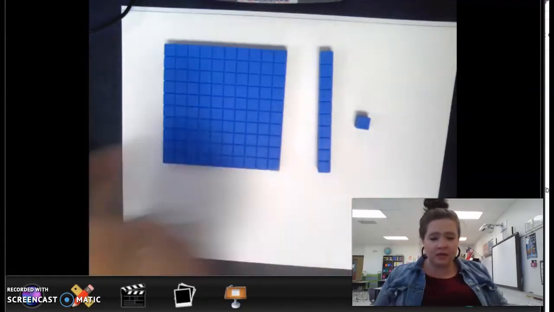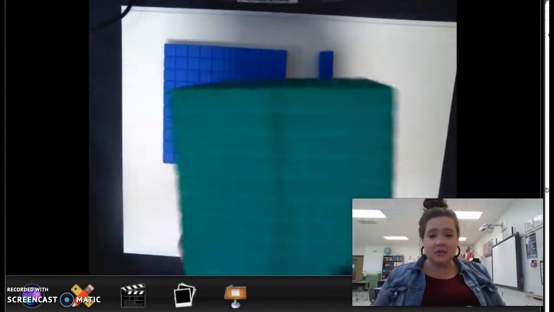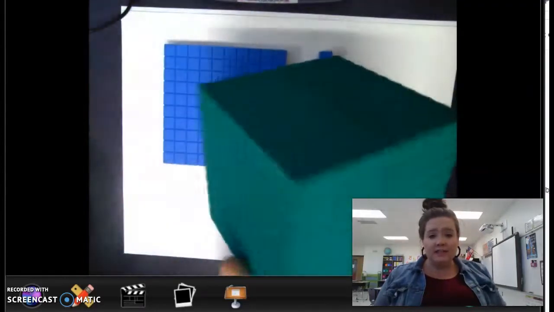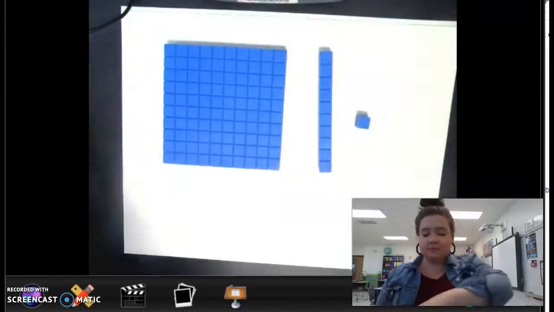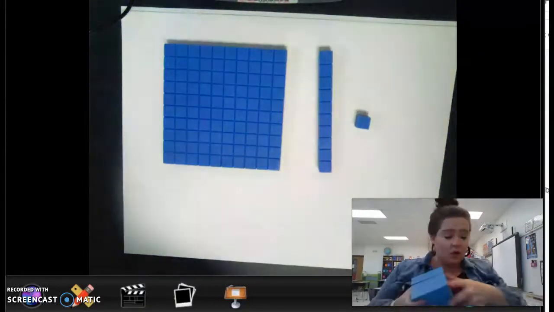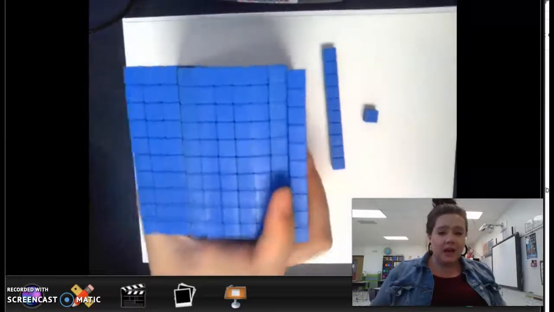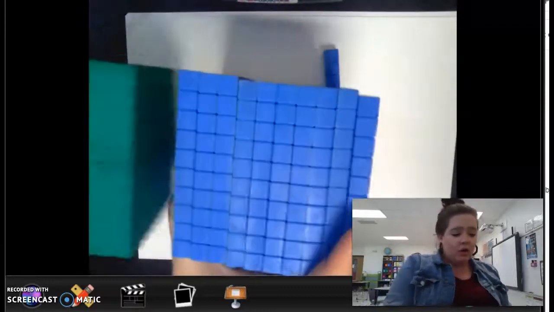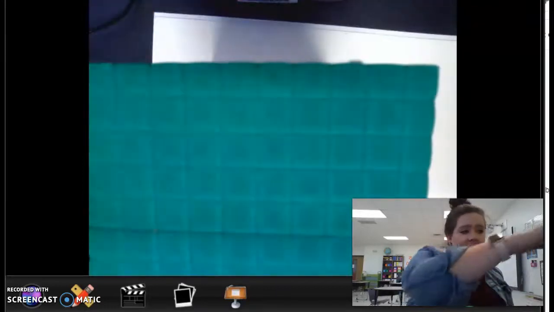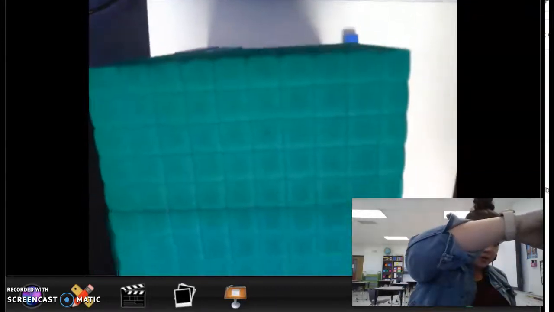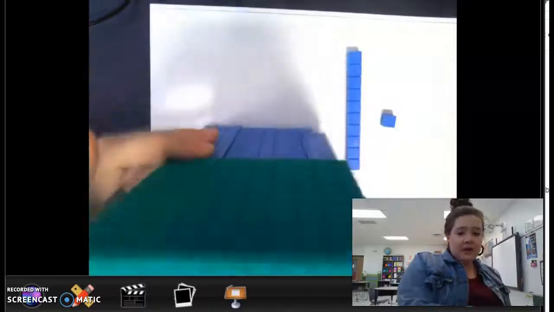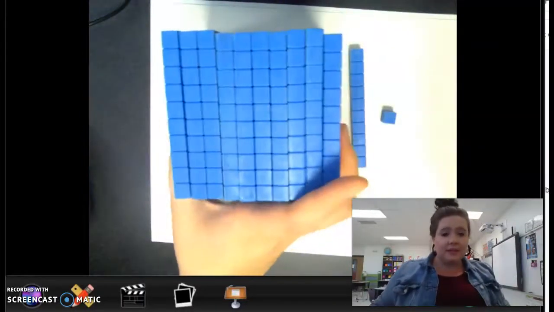How many hundreds do you think it takes to equal one of these thousands? If you guessed 10, you're correct. So here are my 10 hundreds that equal my 1,000. And you can see that I stacked them on each other. And now they are the same. There are 10 of these and it makes 1,000.